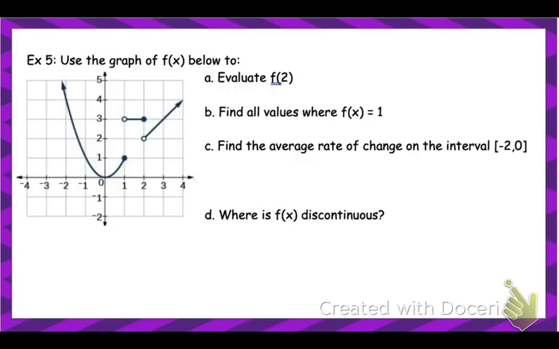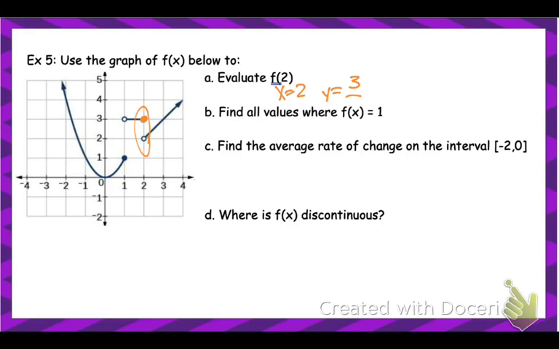A lot of this section is probably review from Algebra 1, just making sure, again, we're comfortable with our vocabulary here. So to evaluate f of 2, f of 2 means when x equals 2, what does y equal? So on the graph, when x equals 2, the open circle does not count. It is the filled-in circle that is actually the value. So y is equal to 3 in this case.